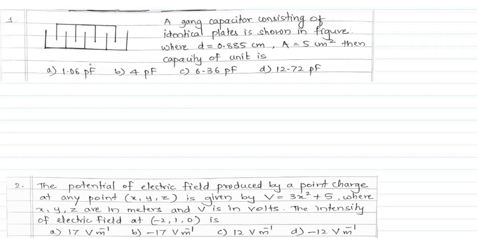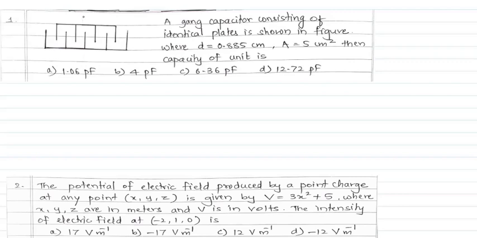Hello students, in this video we will see MCQs on electric potential and capacitance. So first one, if you observe, a capacitor consisting of identical plates is shown in the figure. He has given the distance between plates and area. You are required to find the equivalent capacitance.